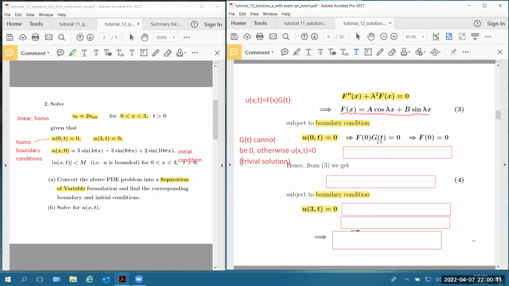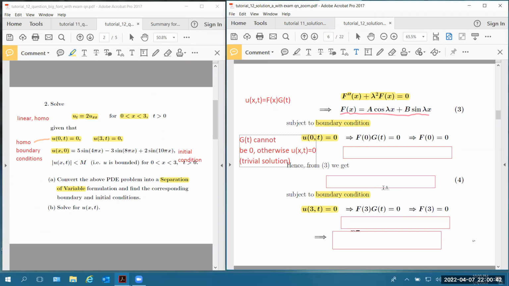And because G(t) cannot be 0, the only choice is F(0) is 0. Okay, so at least you come to here already. Similarly here, the same thing. Your u(3,t) equal to 0, and you also put into your u(x,t). So this is what you have. You get F(3)G(t) equal to 0. And then by the same reasoning, your G(t) can't be 0, so that means your F(3) is 0.